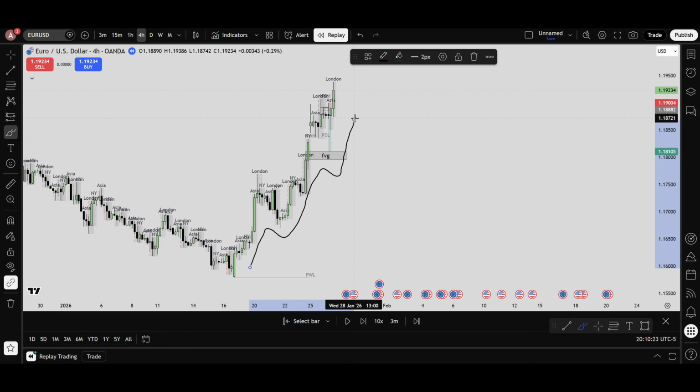And this is exactly why the order of analysis matters. If you don't start from the higher time frames first, you can easily take trades that look good locally, but are completely wrong in the bigger picture. So the real question becomes, what is the correct order to follow? And let's break that down.